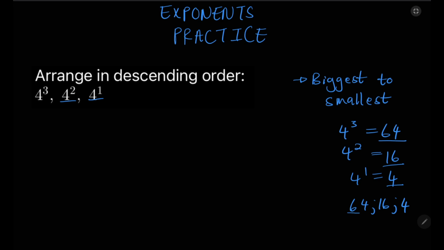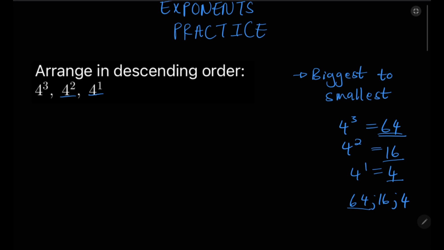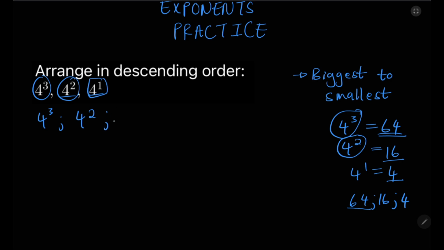Okay, so we start with 64. 64 is 4 to the power 3. So you write down 4 to the power 3. Followed by 16. 16 is 4 to the power 2. So you write down this 4 to the power 2. We're left with 4 to the power 1. And that is your answer.